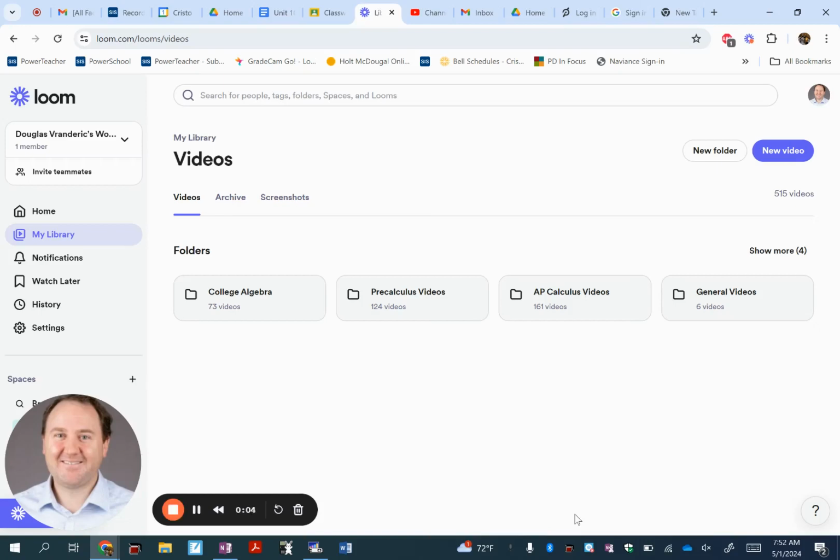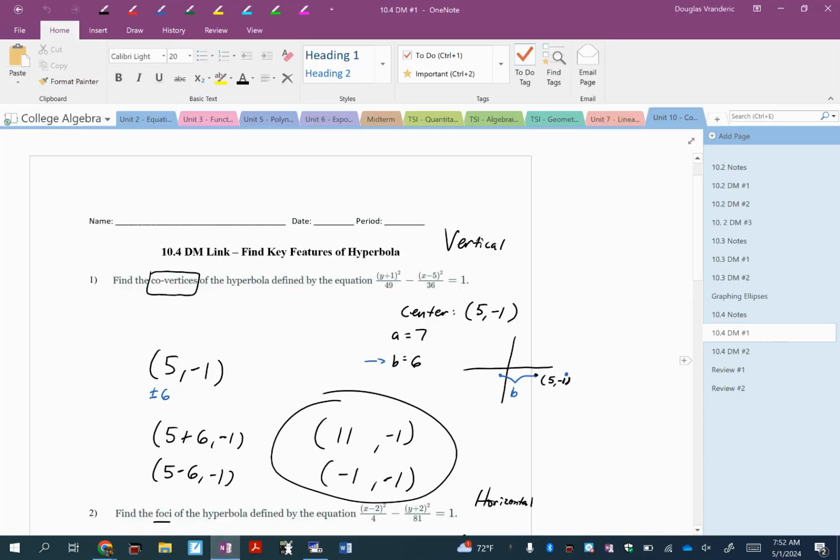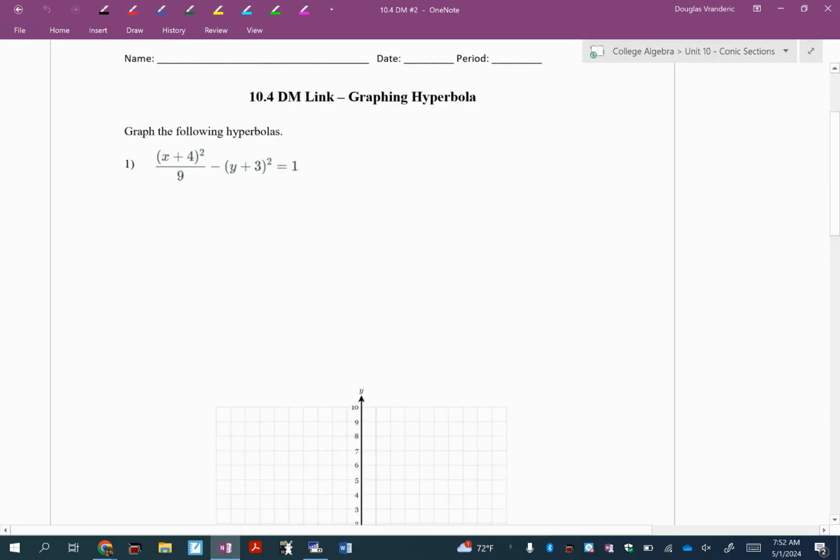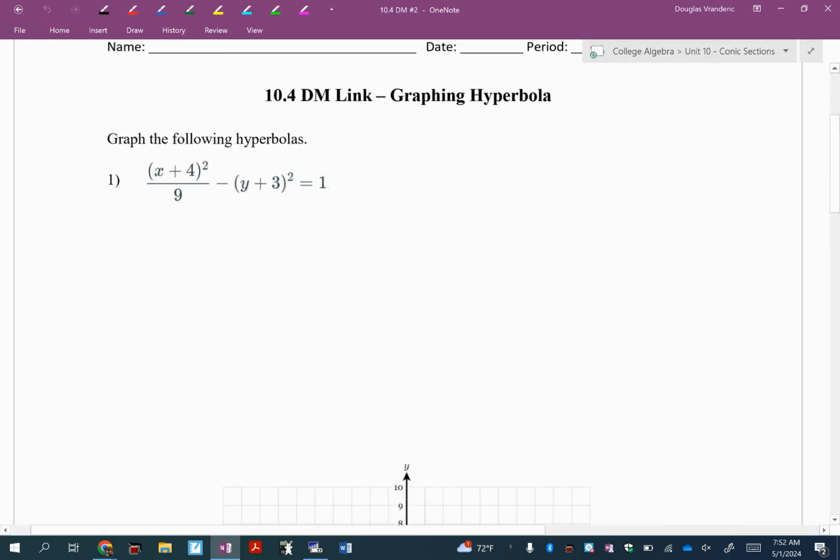All right, guys. Here we go. We're going to do some graphing. Now, you're going to see that the beginning part of these questions is going to feel very similar to the work we did yesterday with finding those features. Okay? So the first thing I always do is I write down the center.